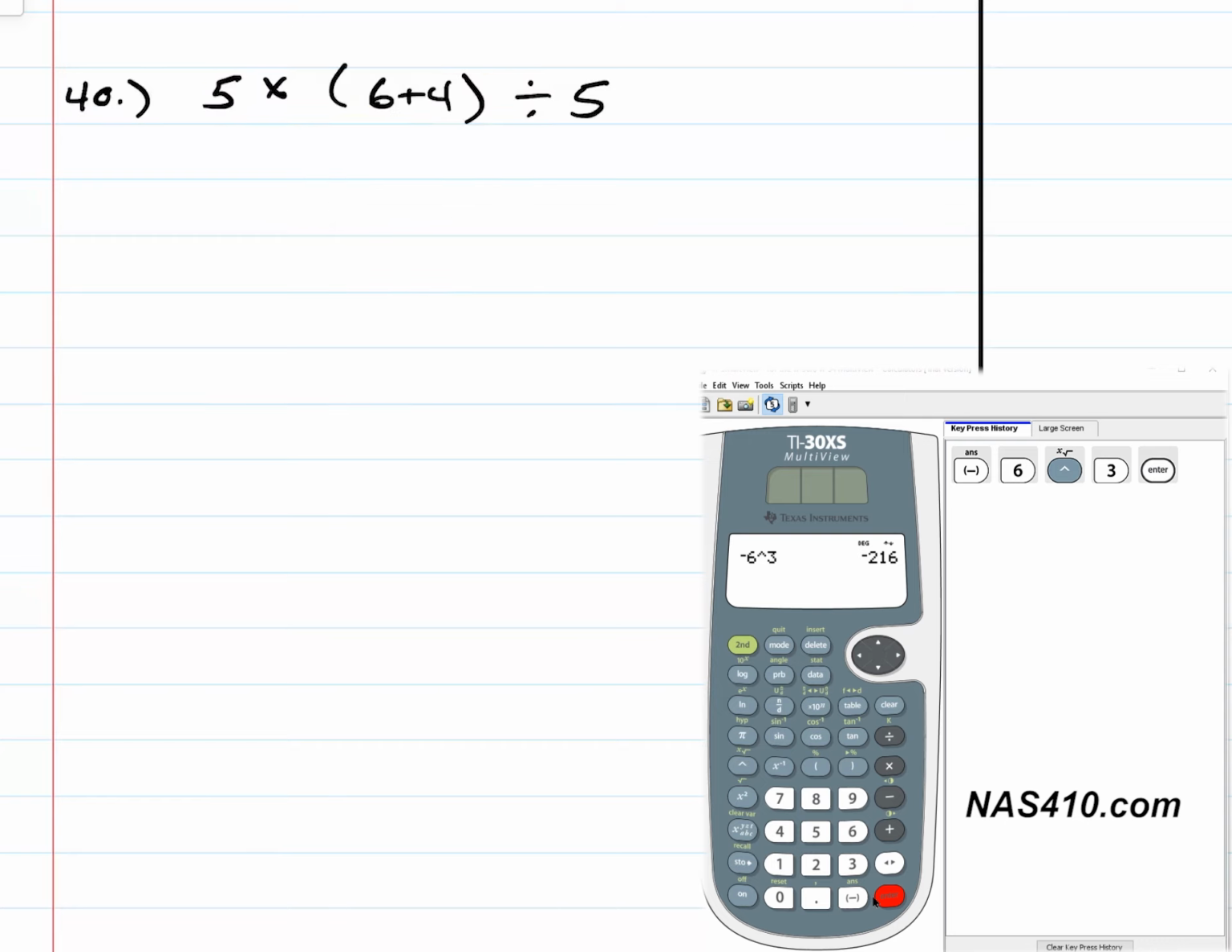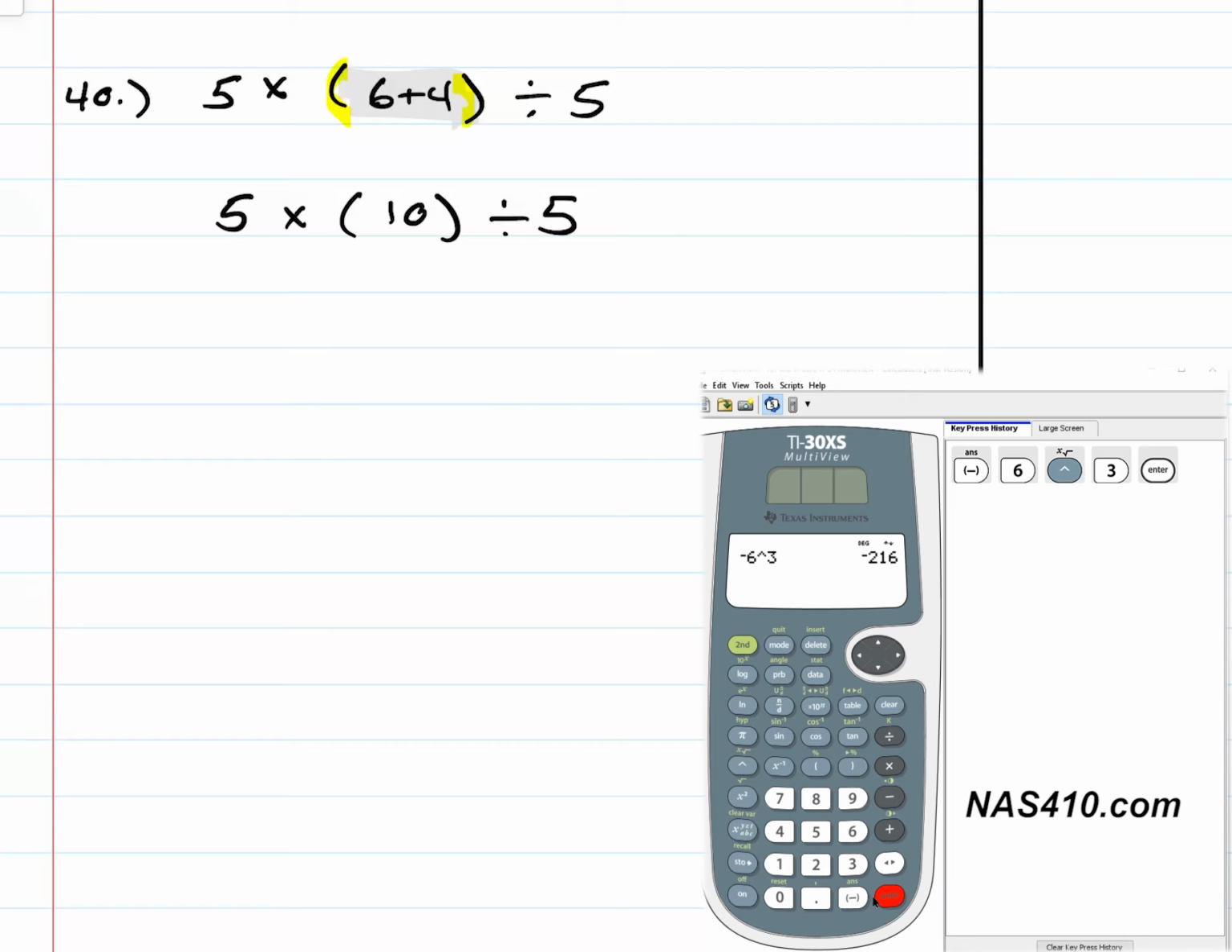Okay, number 40, guys. Okay, I look for parentheses, and this time I have them right here. And so whatever is inside of those parentheses, I'm going to do first. And so I have 6 plus 4, okay? And so I have 5 times, and 6 plus 4 is 10, okay, divided by 5. So I've gotten rid of my parentheses.